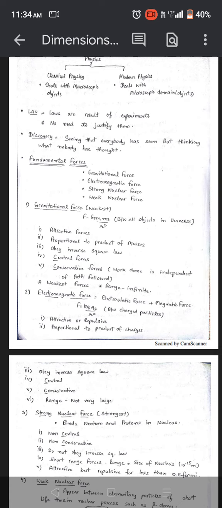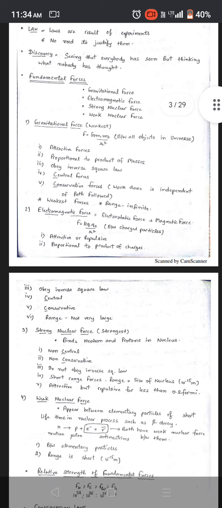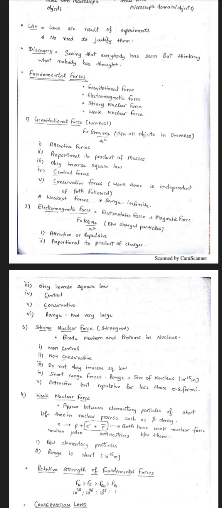Next we are going to talk about fundamental forces. There are four fundamental forces: gravitational force, electromagnetic force, strong nuclear force and weak nuclear force. If we talk about gravitational force, it is the weakest force, and in the 9th class we learned that the force is equal to the gravitational constant G times the masses m1 into m2 upon r square between all the objects in the universe.